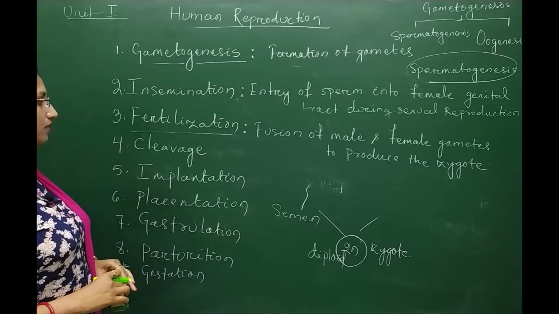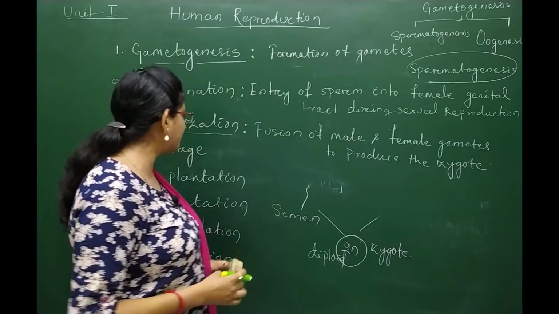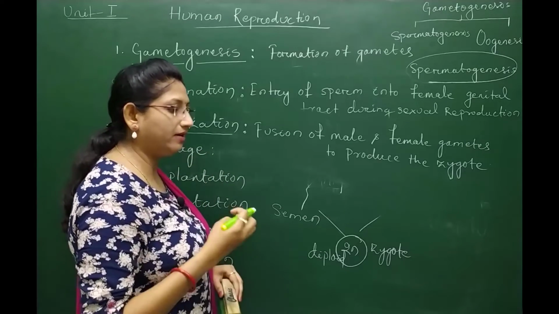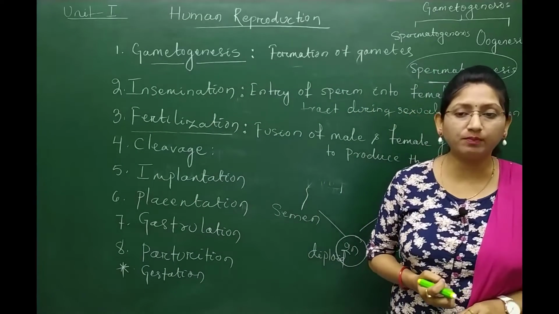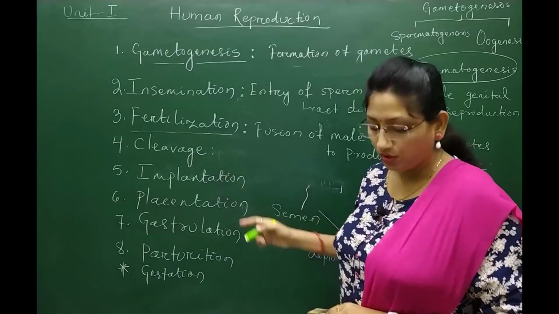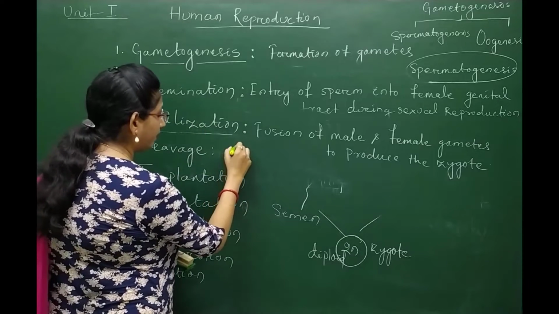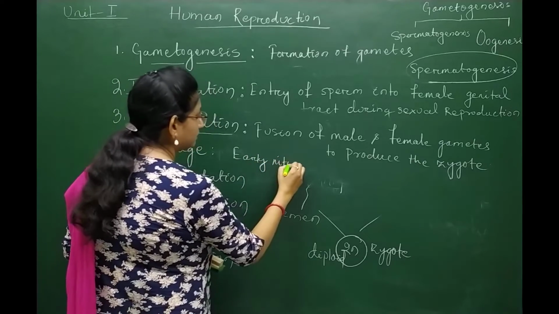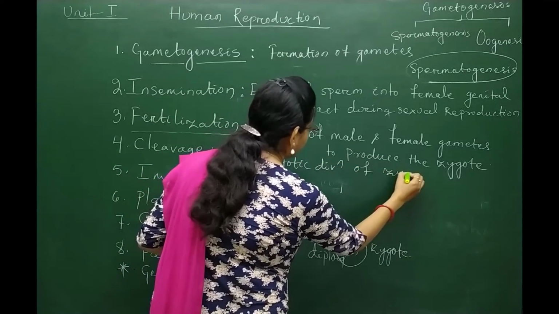After fertilization, the zygote undergoes the following divisional phase. This divisional phase is called cleavage. Cleavage is nothing other than the early mitotic division of the zygote to produce different developmental stages of the embryo. That means the zygote is now divided into several stages of the development of the embryo.